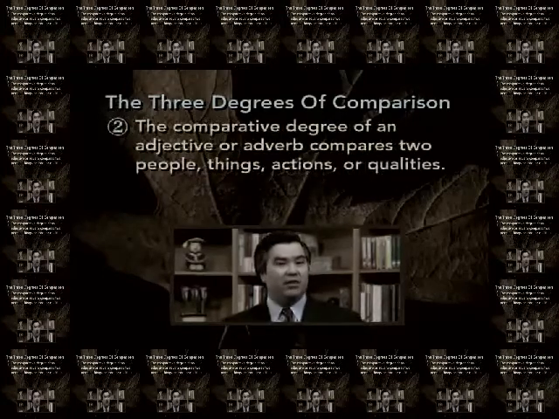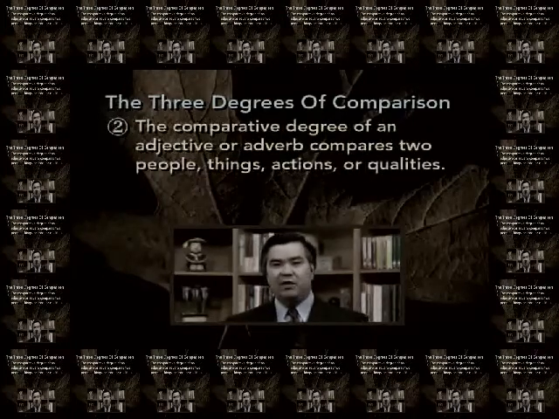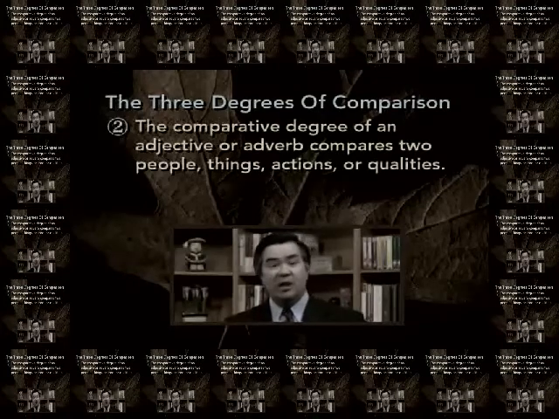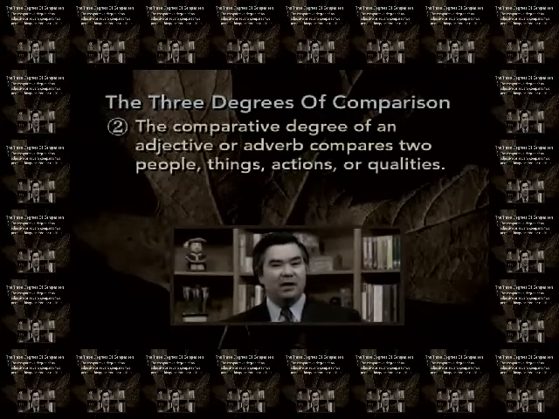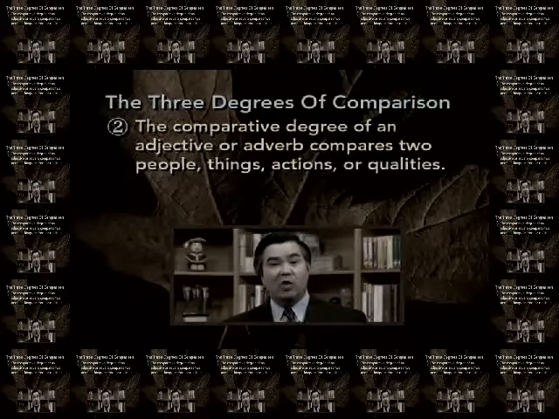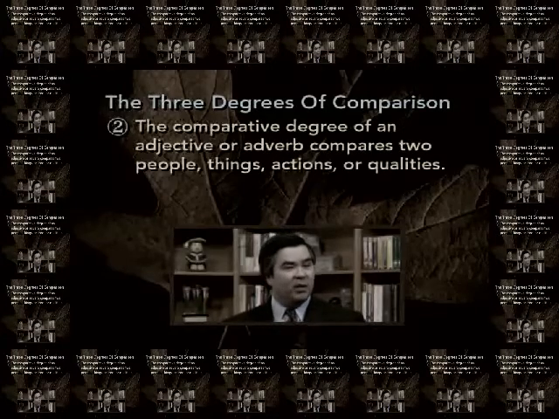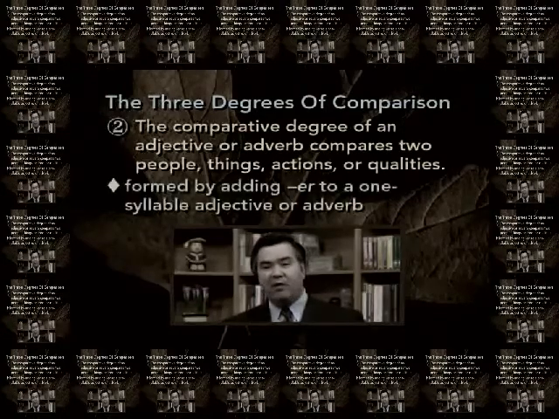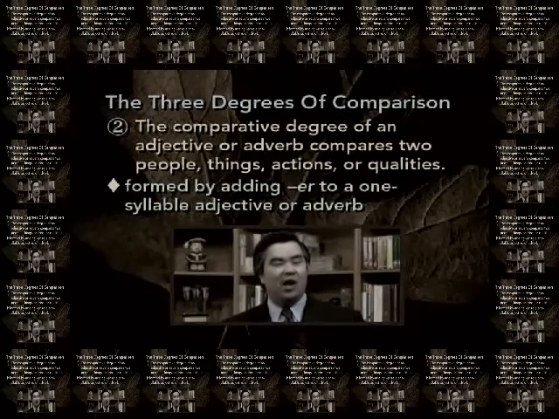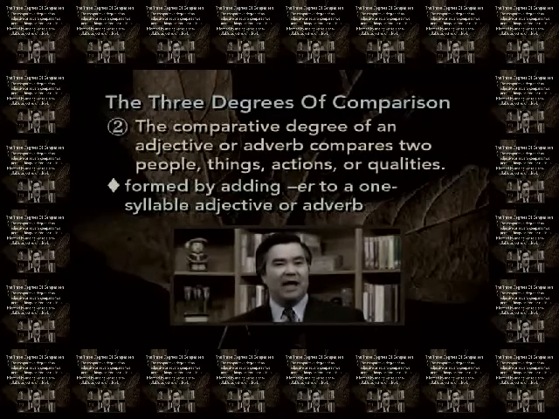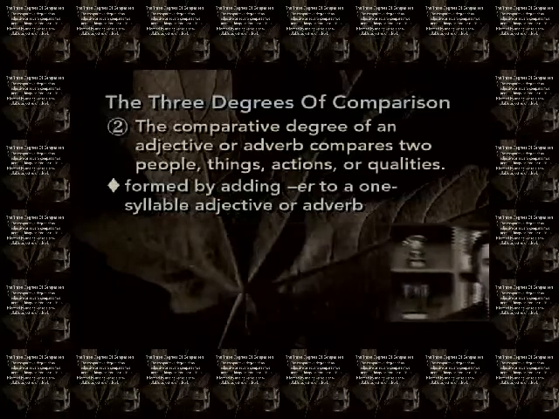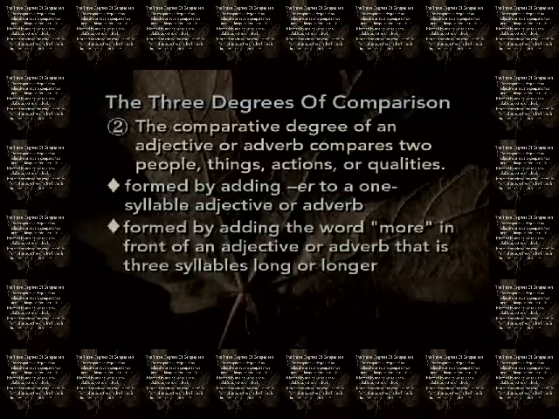Next, the comparative degree. The comparative degree of an adjective or adverb compares two people, things, actions, or qualities. It's formed in one of 2 ways. It can be formed by adding the letters ER onto a one-syllable adjective or adverb. Or it can be formed by adding the word more in front of an adjective or adverb that is 3 syllables long or longer. Let's take a look at some examples.